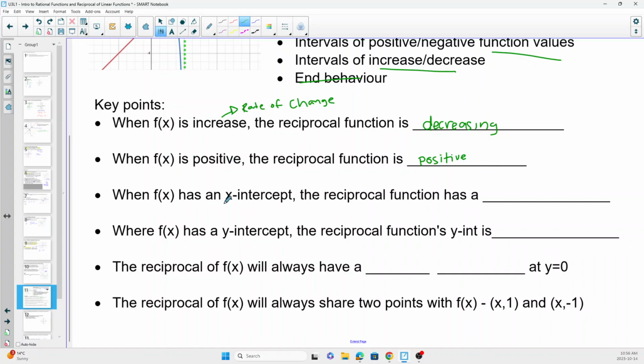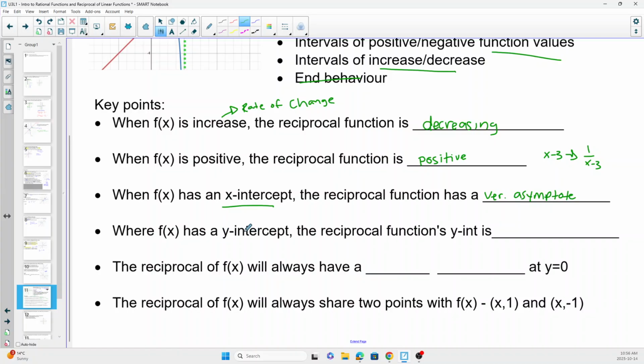When f at x has an x-intercept, the reciprocal function has a vertical asymptote. Anywhere where the original function has an x-intercept, because if we're talking about the function x minus 3, this will have an x-intercept at positive 3, but the reciprocal of that function is going to be 1 over x minus 3, because we're flipping it, which means that the reciprocal can never have a function value at an x value of 3. So where an original function has an x-intercept, the reciprocal function has a vertical asymptote.